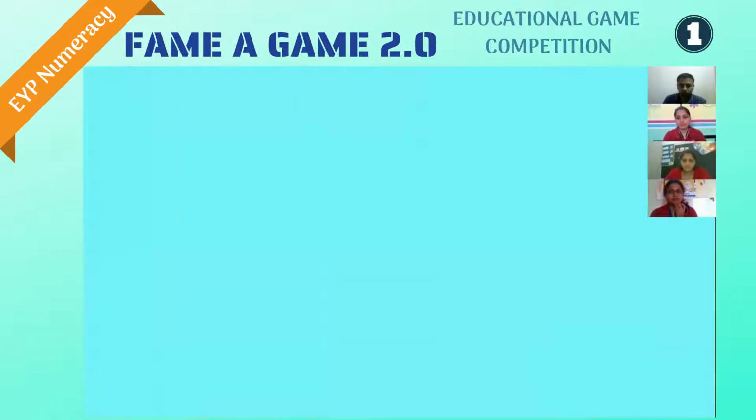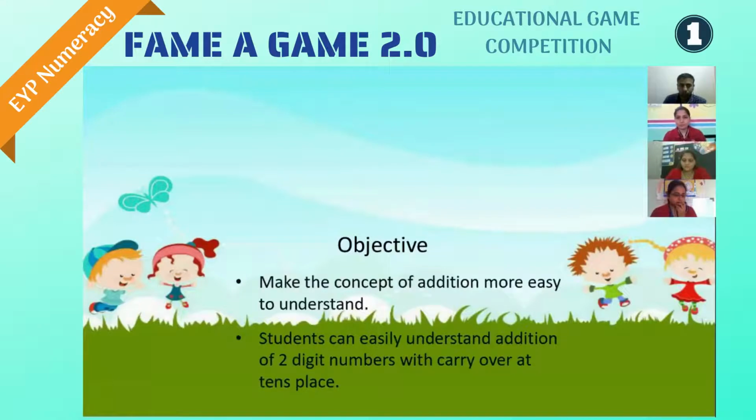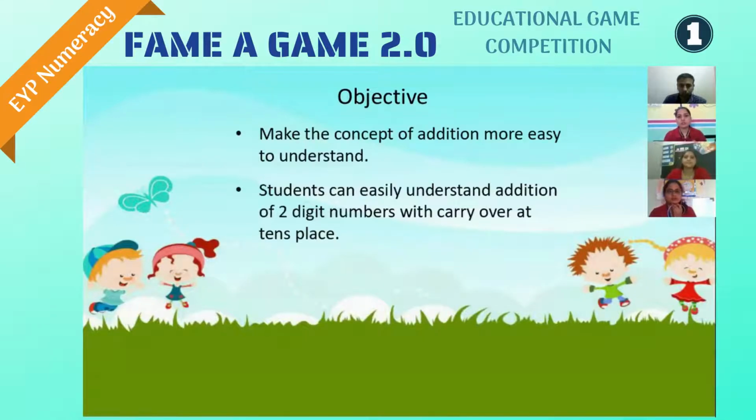So I would like to tell something more about the model. It is the objective about this. It is to make the concept of addition more easy to understand, and students can easily do the addition of two-digit numbers with a carryover at tens place. It is a bit difficult for them, so this can make the concept more easy in a playway method.